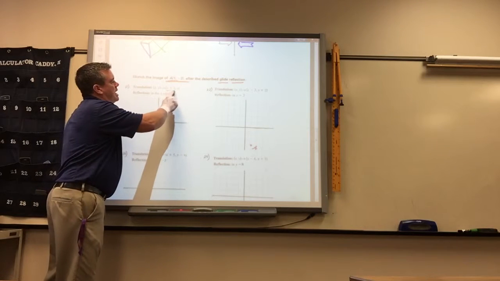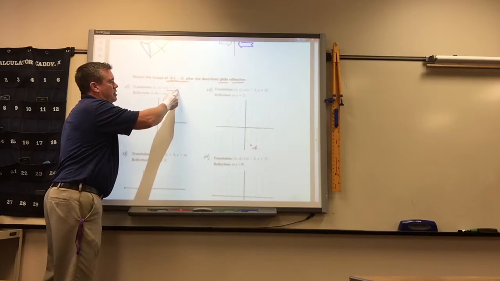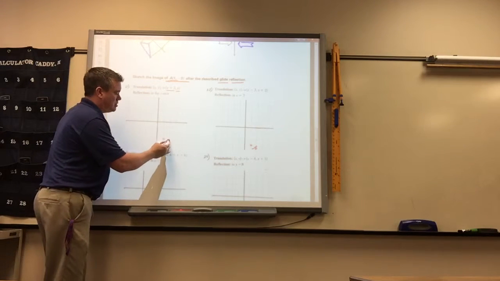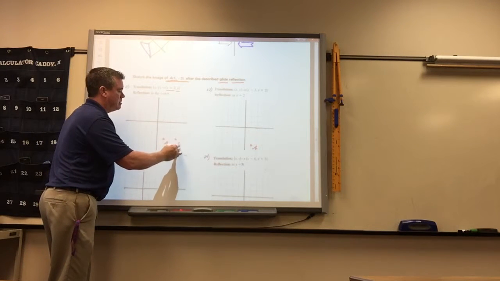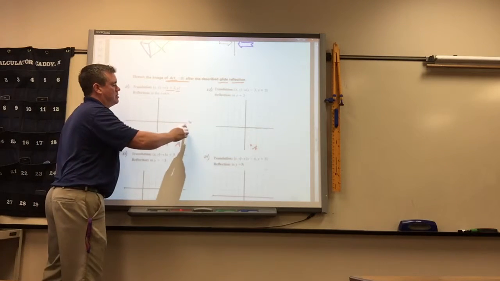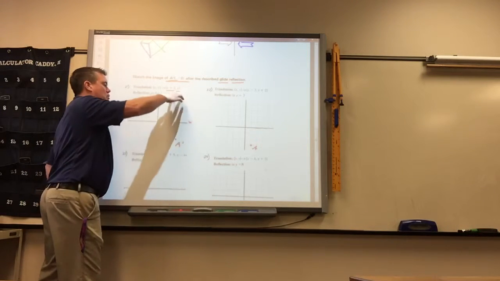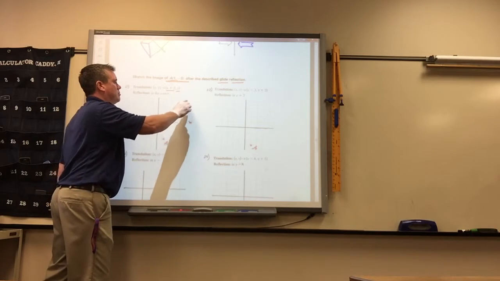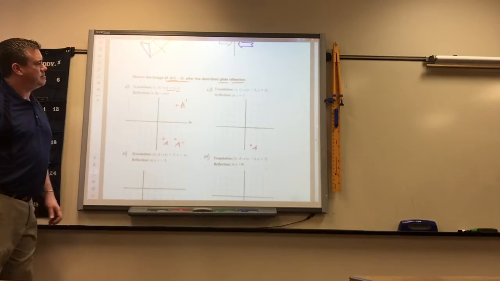Translated, this means x plus 2 means right 2, and nothing on the y means you don't move it up and down at all. So A just goes right 2, it should be right there. And then you reflect in the x-axis. Here's the x-axis, so it's flipped up over that. 1, 2, 3, 1, 2, 3.